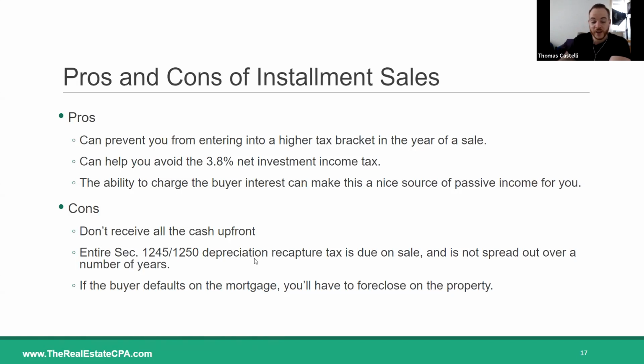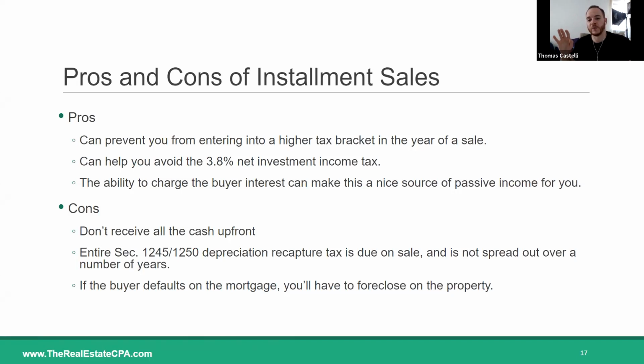You don't receive all the cash from the sale up front. You may only receive a small amount, for example, the down payment. The entire Section 1245 and 1250 depreciation recapture tax is due on sale and is not spread out over a number of years. So, in other words, your capital gain is spread out, but not your depreciation recapture tax. Another con is if the buyer defaults on the mortgage, you have to foreclose on the property, and you'll be bringing it back active again.